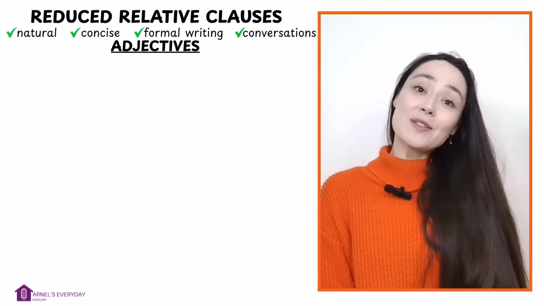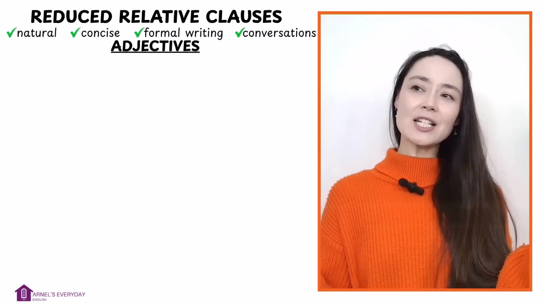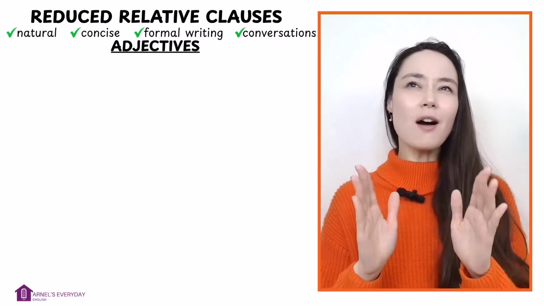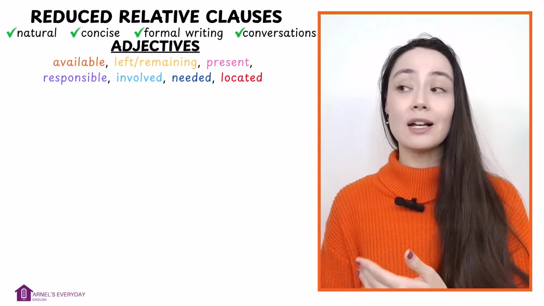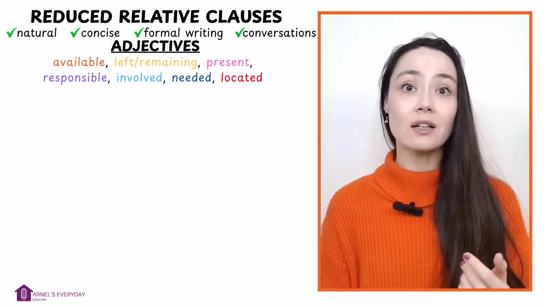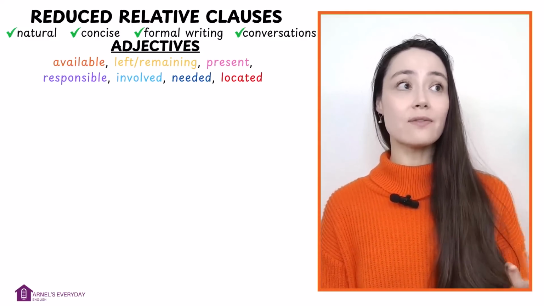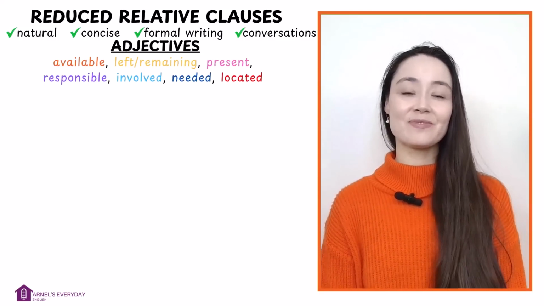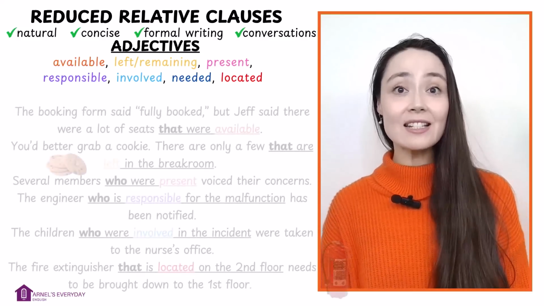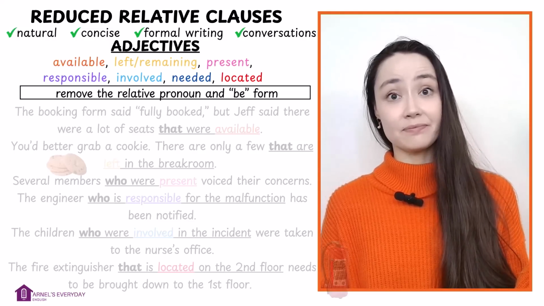Reduced relative clauses with adjectives. Any adjective? No, there are common adjectives we use: available, left as in remaining, present, responsible, involved, needed, and located. Here are 6 sentences. Yep, remove the relative pronoun and be.